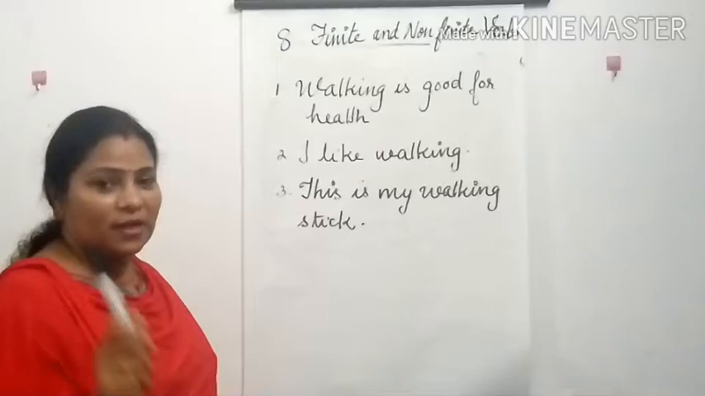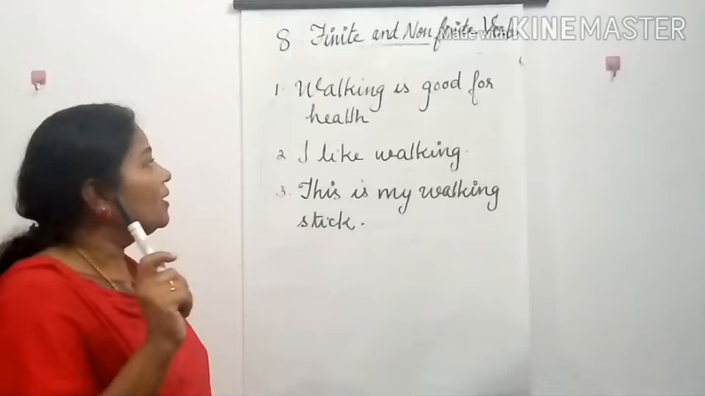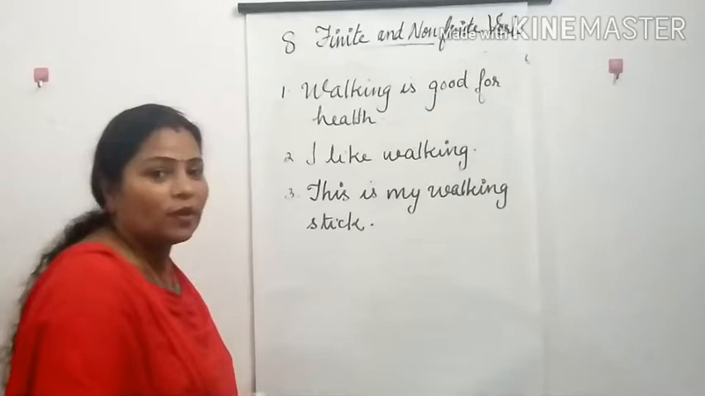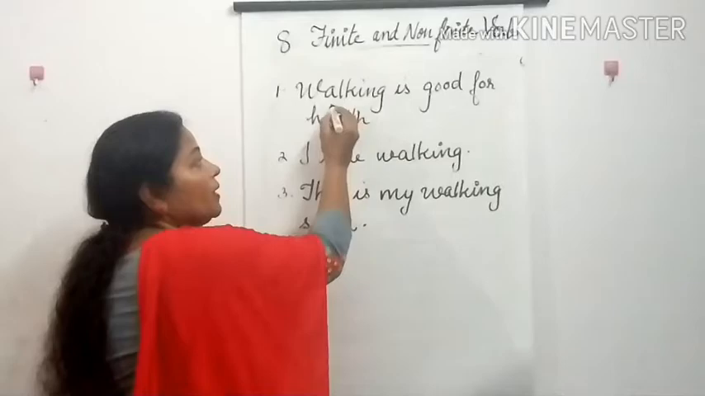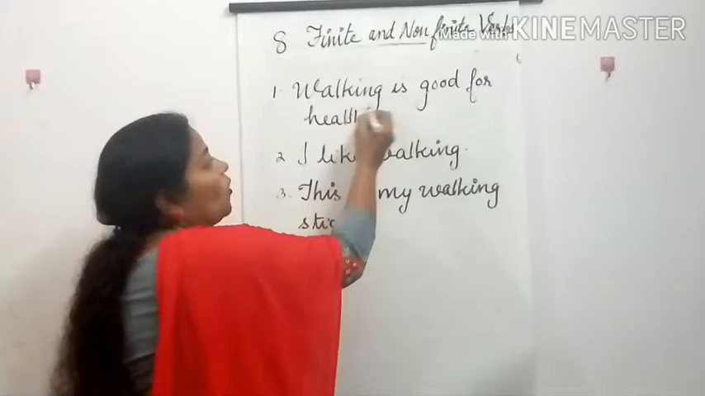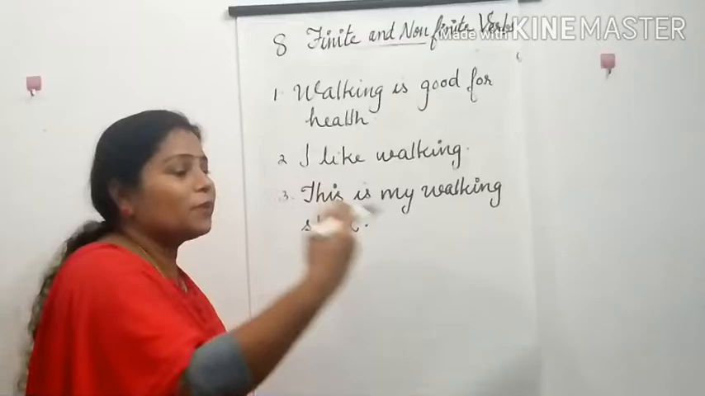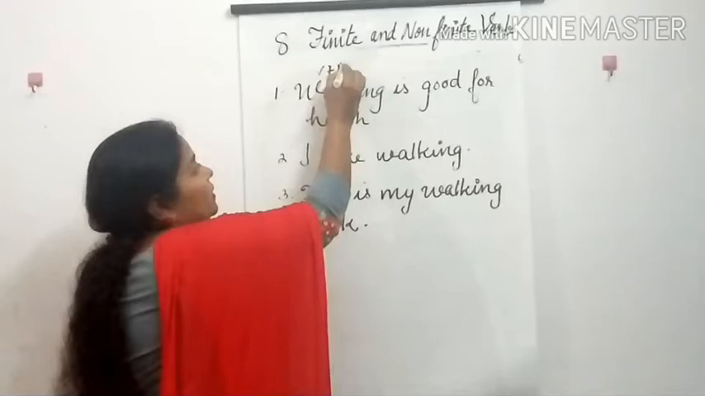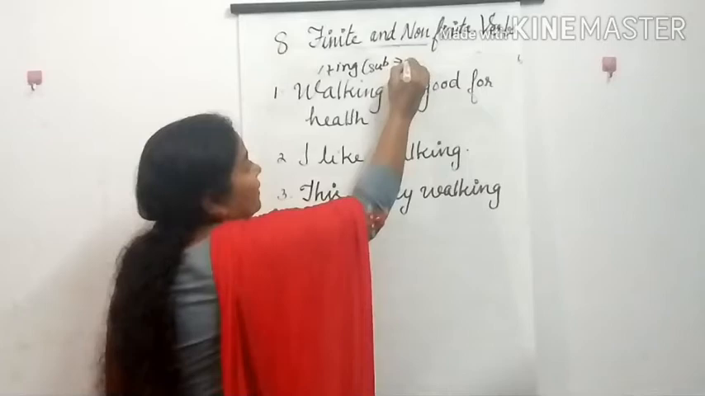So let's see. In the gerund case, we learned that the ing form acts as a subject and as an object. Let's see here. Walking is good for health. Here also we have the base form of the verb plus ing, and here it is acting as the subject. We are talking about walking. Walking is the subject. So walking is good for health. Verb plus ing, and here it is acting as a subject, and this is a gerund.